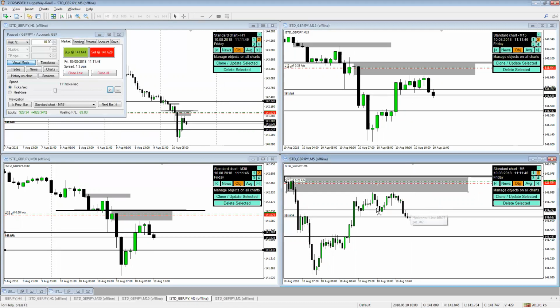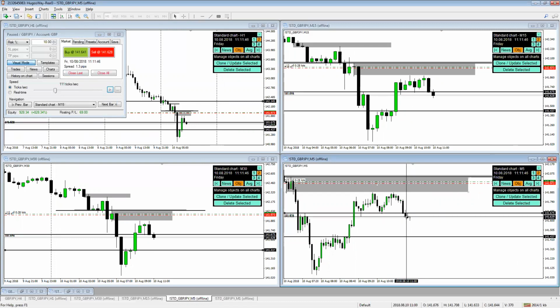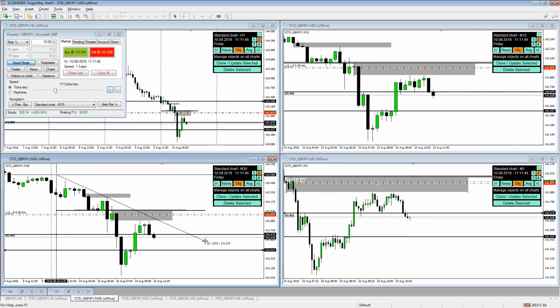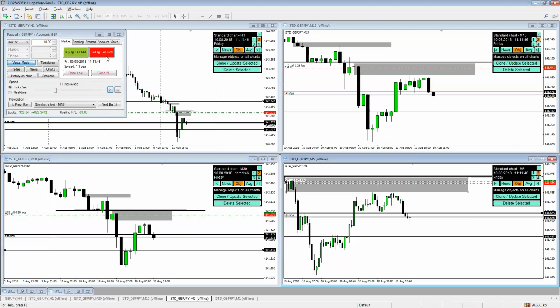Yeah, it looks like it's a sell because it looks like it's sort of on the trend line, isn't it? Yeah, somewhat. And a good rejection on the 30 minutes too. Mm, let's do it.